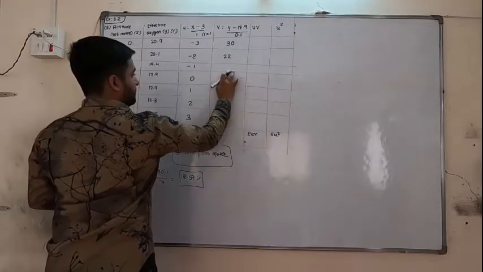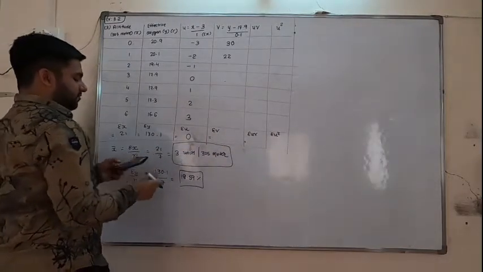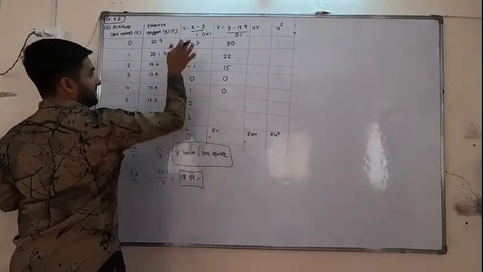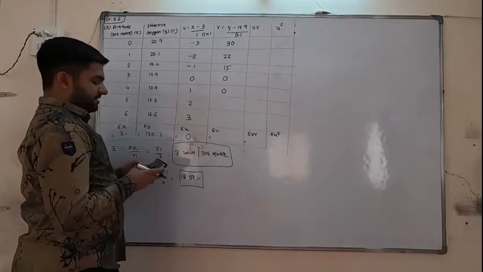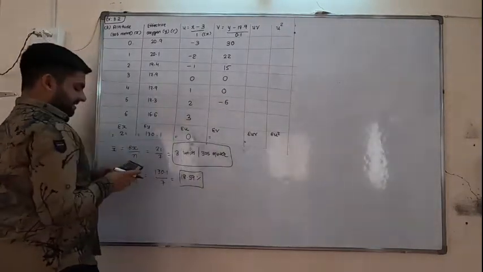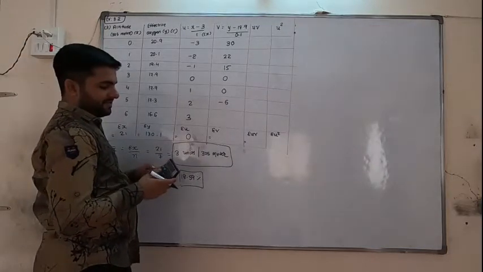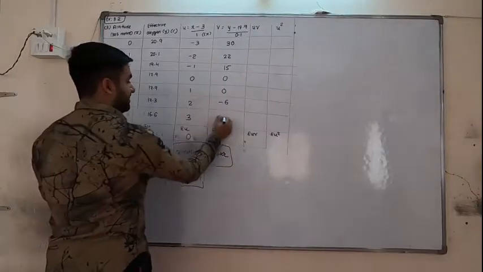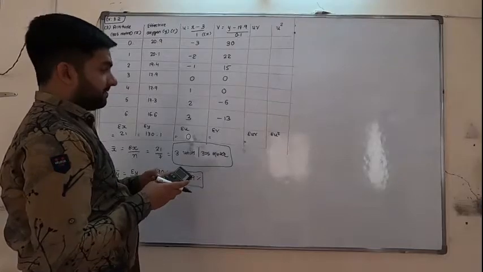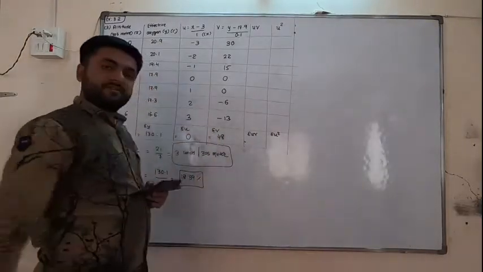Here also it will be 0. Sorry, it's 19.4. Now 19.4 minus 17.9 divided by 0.1 is 15. Now it will be 0, 0, because the values are same. Then 17.3 minus 17.9 divided by 0.1 is minus 6. 16.6, do it in your calculator, 16.6 minus 17.9 divided by 0.1 is minus 13. So 30 plus 22 plus 15 minus 6 minus 13 is 48.